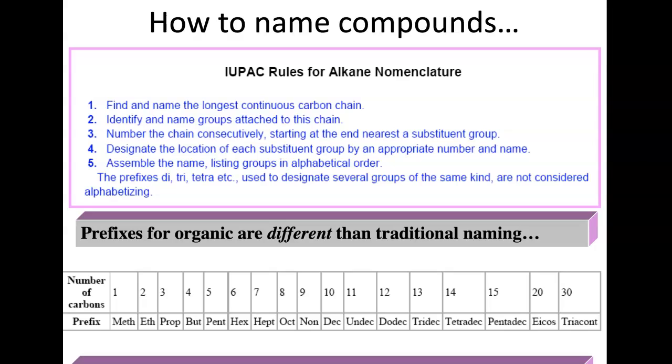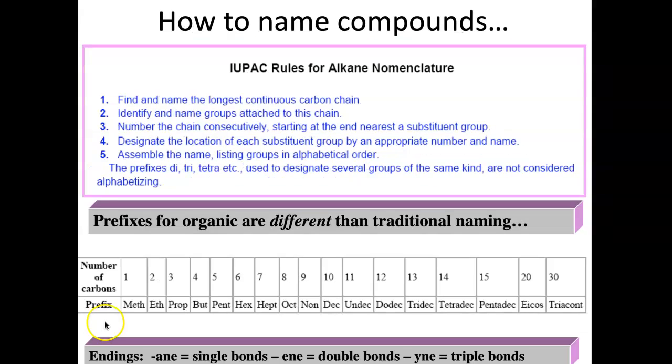And we use prefixes and suffixes to name these compounds. Now, if you take a look here at the bottom, you're going to need to know the number of carbons and those prefixes. You're also going to need to know the endings or the suffixes, depending upon if they're single bonds, double bonds, or triple bonds. So you might want to snap a picture of this and keep it handy.